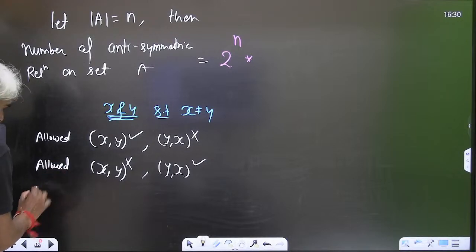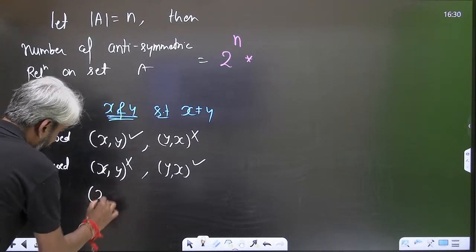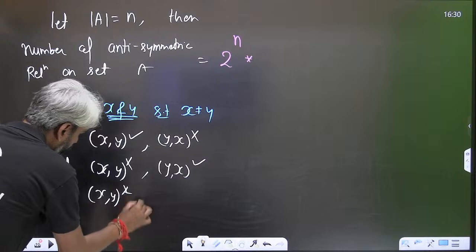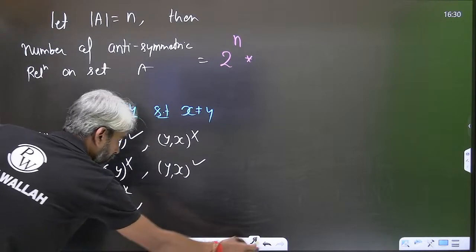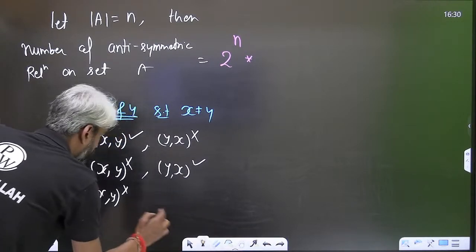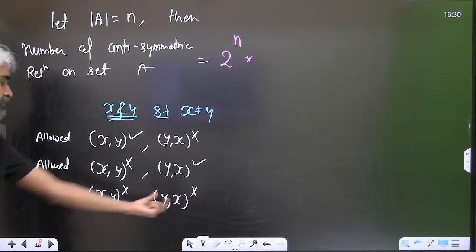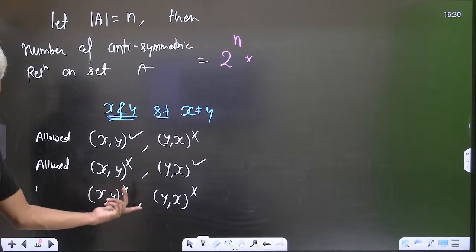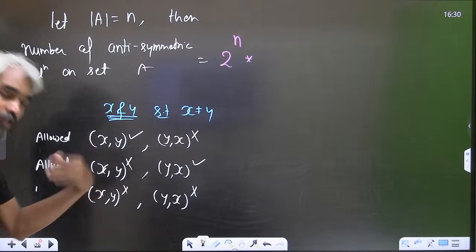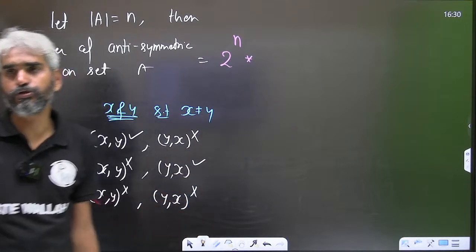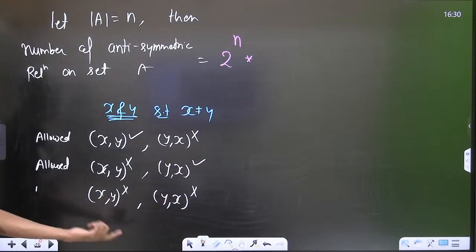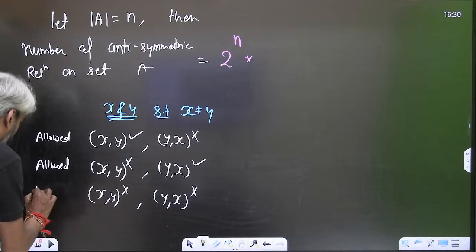One more case is that neither x comma y is present nor y comma x is present. So this is also allowed, because if both of them are present, then the condition should be true. If any one of these two or none of them is present, it is perfectly fine. It is also allowed.